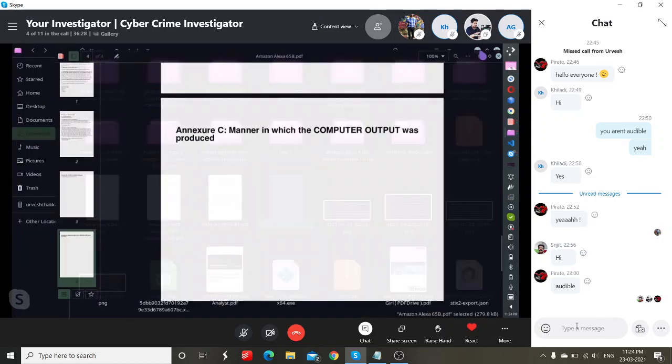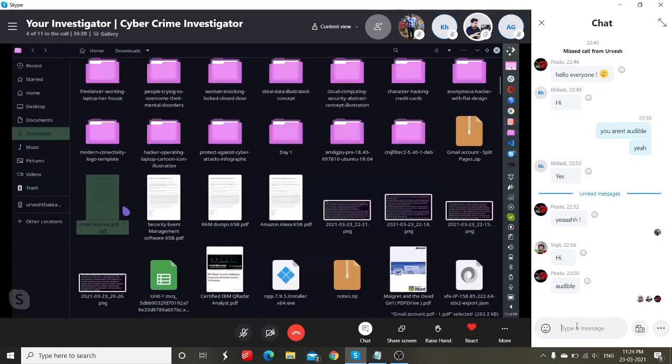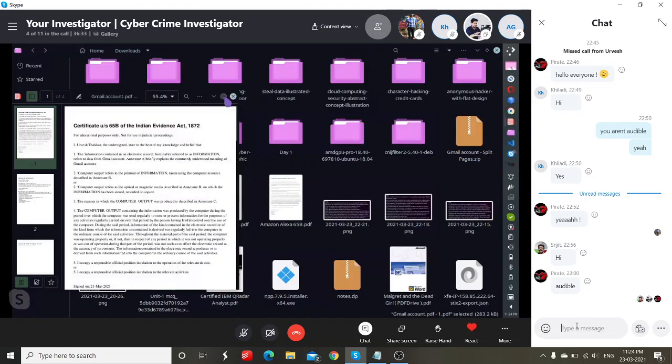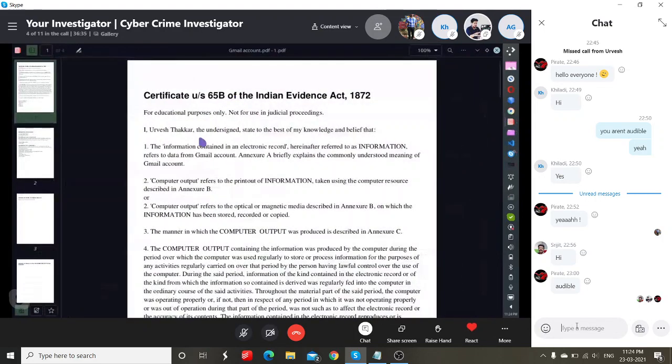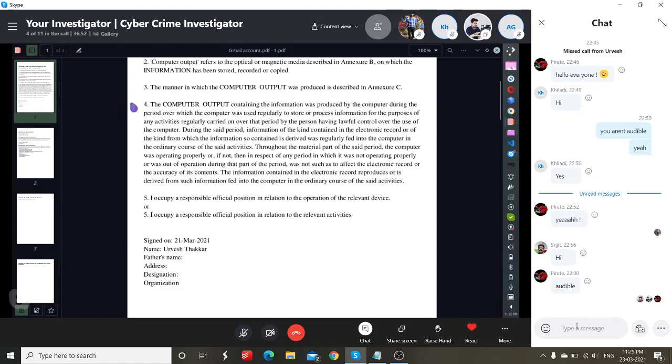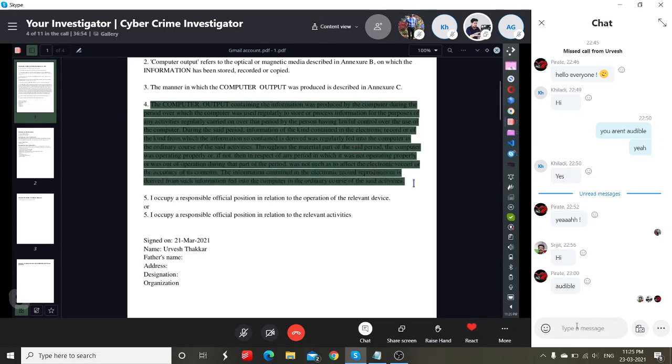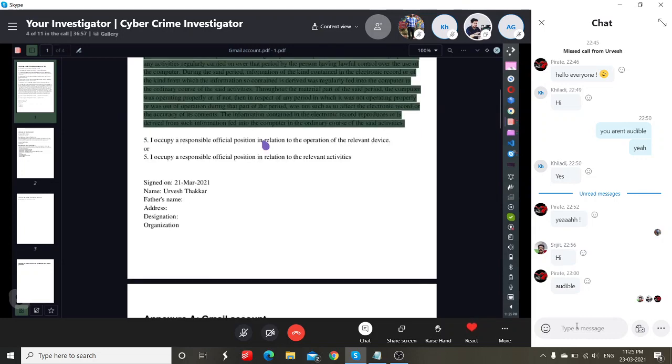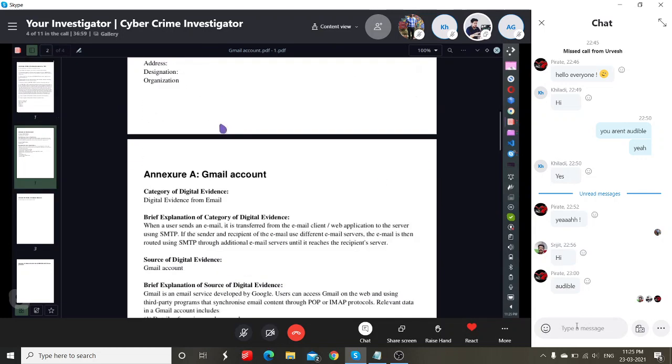Similarly, let's see some more examples, such as a Gmail account. Everything is almost the same; just the type of information is changed. I, Urvesh Thakkar, to the best of my knowledge, state that the information contained in an electronic record, hereafter referred to as information, refers to the data from a Gmail account. Again, Annexures A, B, and C are the same. The conditions under Section 65B sub-clause 2 are satisfied, and I am the official responsible person.